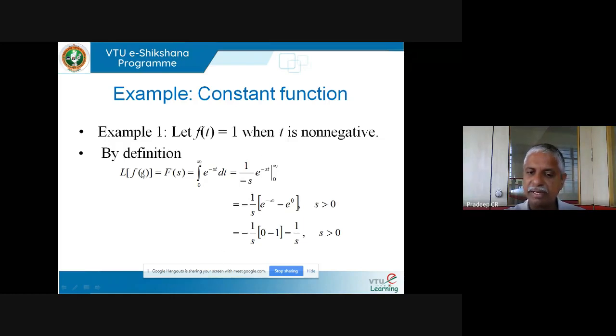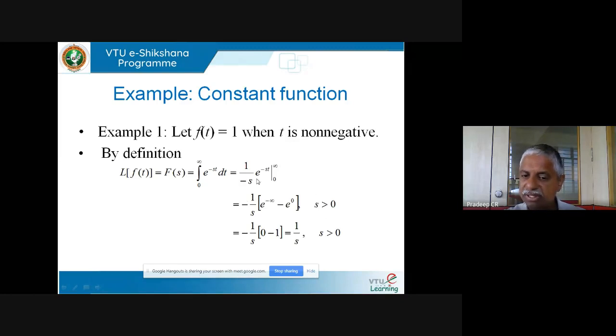Laplace of f of t when f of t is 1 is, by definition, the integral of e power minus st times f of t, but f of t is 1. So it's between 0 and infinity. I have to integrate e power minus st, which becomes e power minus st by minus s. I'll keep 1 by minus s outside. Inside I'll put t equal to infinity, I'll get e power minus infinity minus e power 0. I'm putting t equal to infinity once and t equal to 0 in e power minus st. And s I want to be positive.